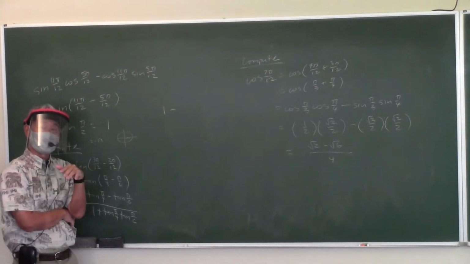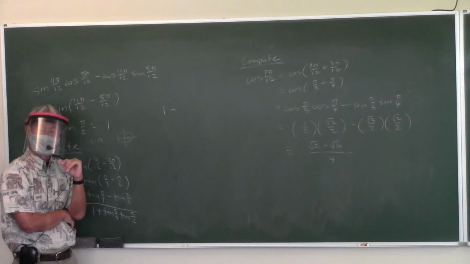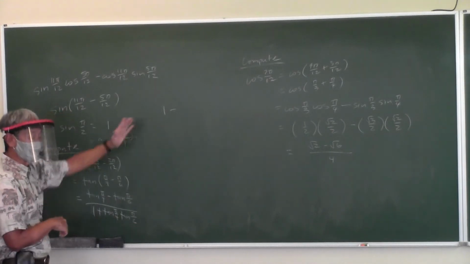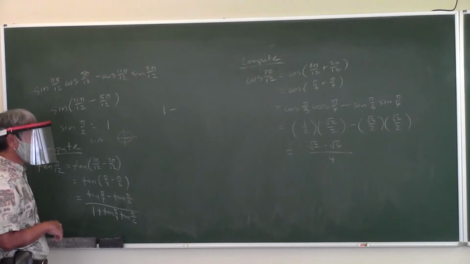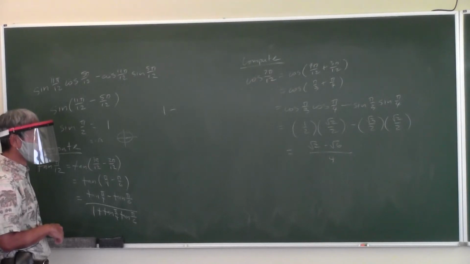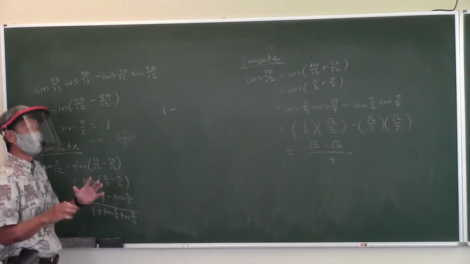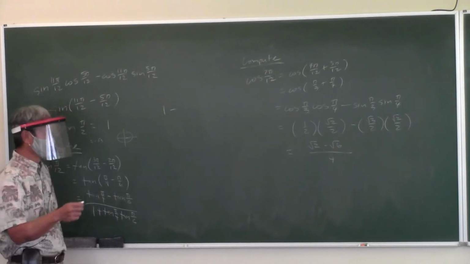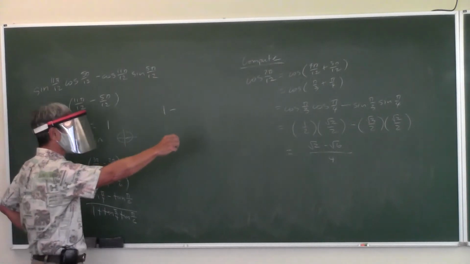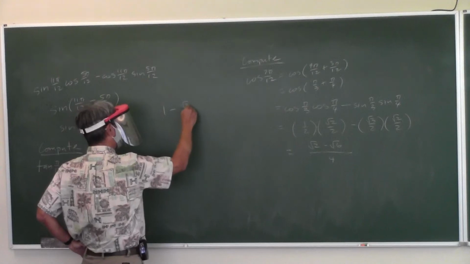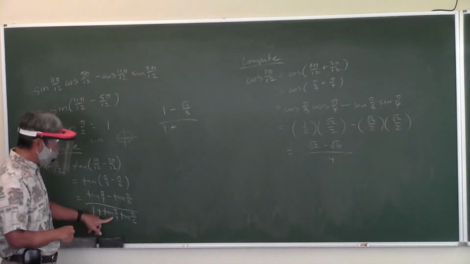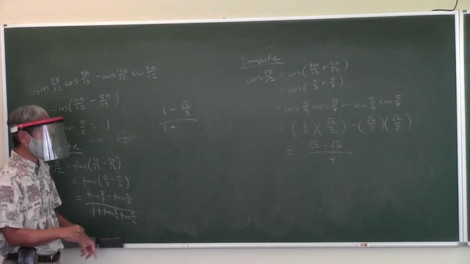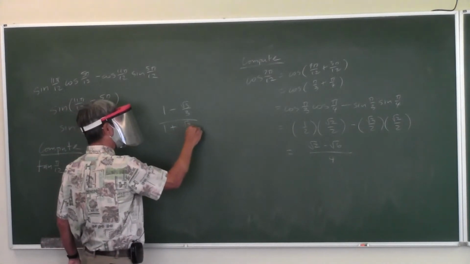Okay, now think. Which one would be better? 1 over root 3 or root 3 over 3? Think ahead in the subsequent steps here. Root 3 over 3? Are you sure? Mr. Parker, just don't know. Okay, if you don't know, then just pick one and go with it. Which one are we going to go with? Okay, I heard root 3 over 3. All over 1 plus, what is 1 times root 3 over 3? Root 3 over 3.